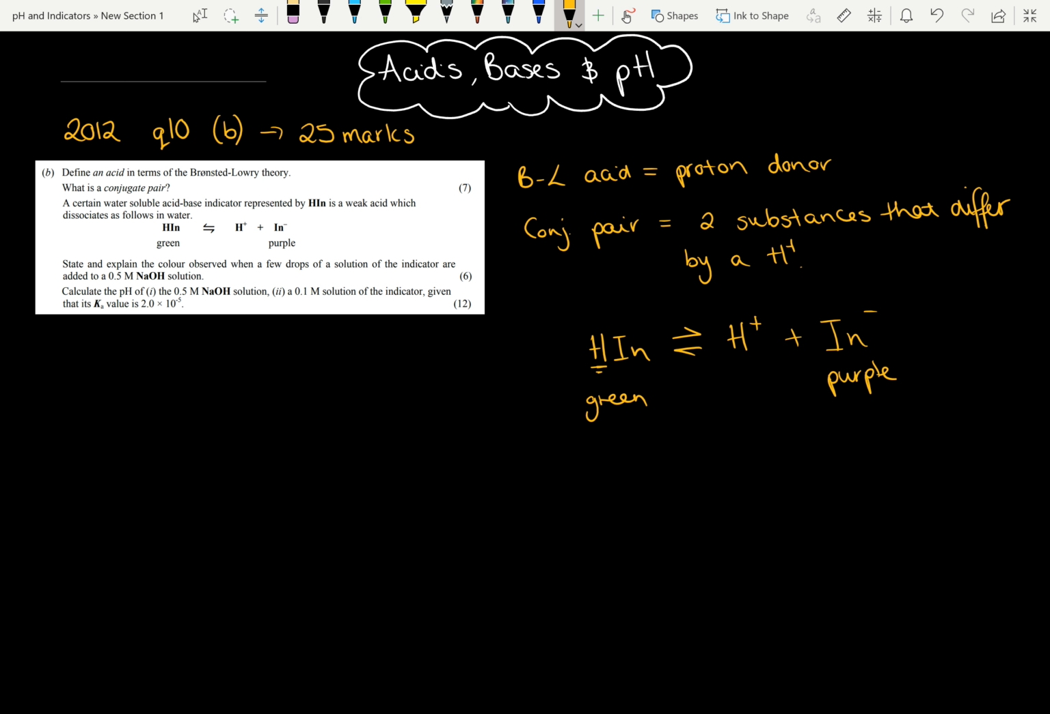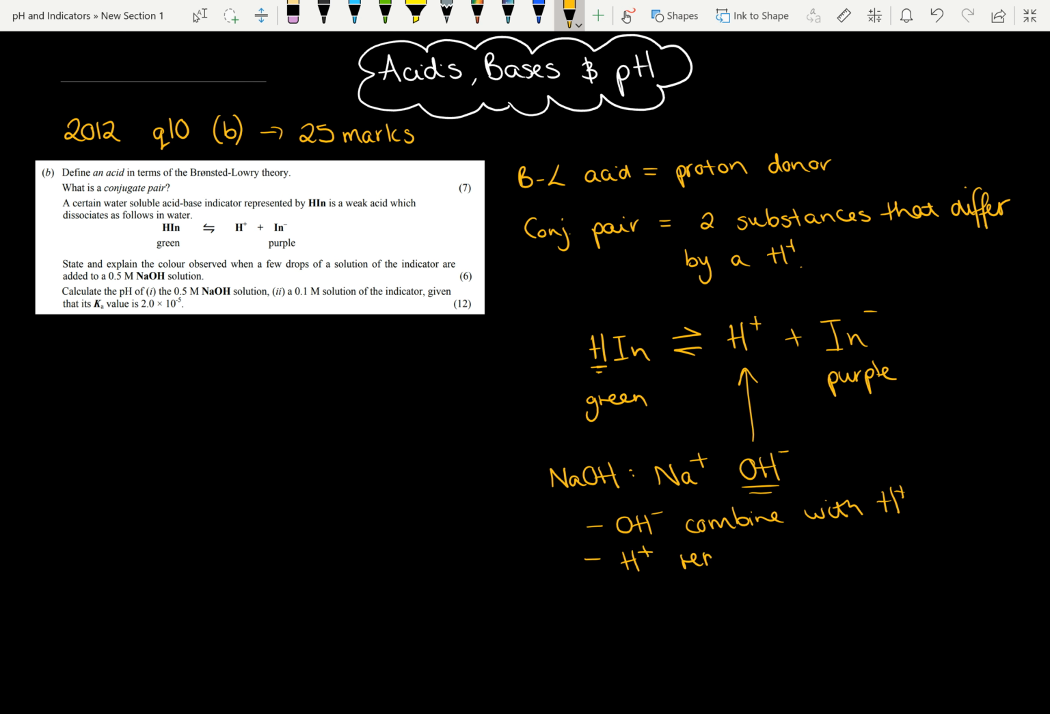Okay, so they ask us to state and explain the color change when a few drops of the indicator are added to sodium hydroxide, 0.5 molar sodium hydroxide. Okay, well, let's think about sodium hydroxide. It's going to dissociate into its two ions, Na+ and OH-. Now, what this OH- ion is going to do is combine with the H+ ion to produce water.